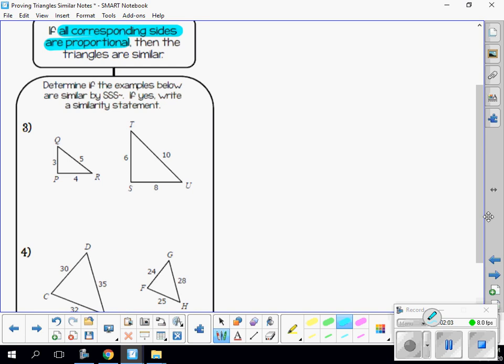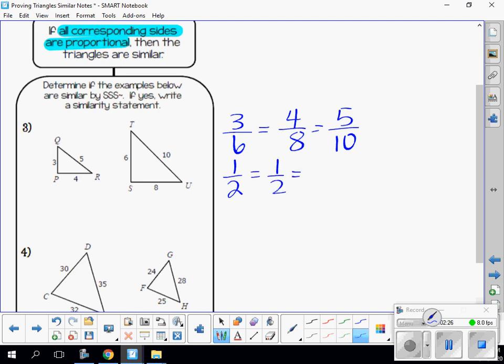So if I'm setting up my proportions here, 3 is my smallest number, so it needs to go with the smallest number in the other triangle, which is 6. 4 is my middle number, so it goes with my middle number, which is 8. And 5 is my largest, so it goes with my largest number, which is 10. 3/6 is 1/2. 4/8 is 1/2. 5/10 is 1/2. All of these reduce down to 1/2, which is telling me that my sides are proportional because I'm getting that same fraction, so I can say that they are similar.